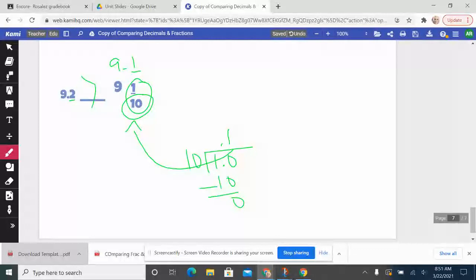Okay, so you're going to take a picture of your piece of paper and then we'll start practice.